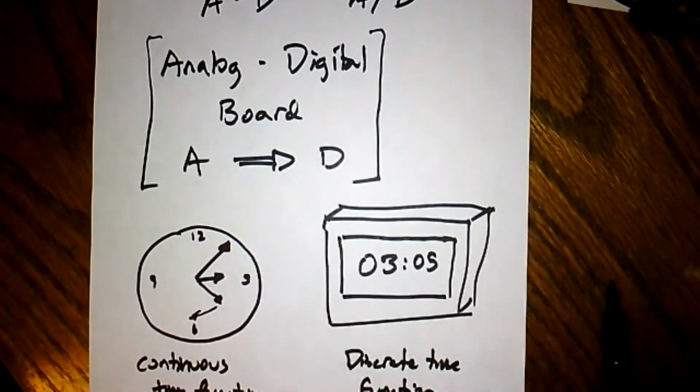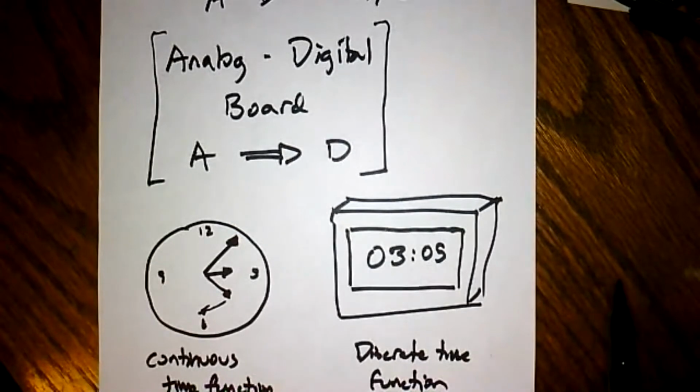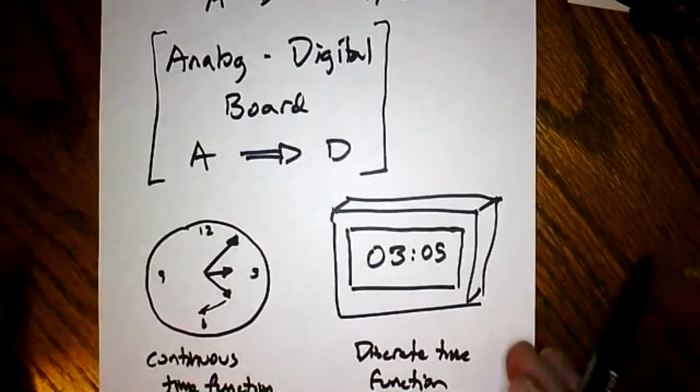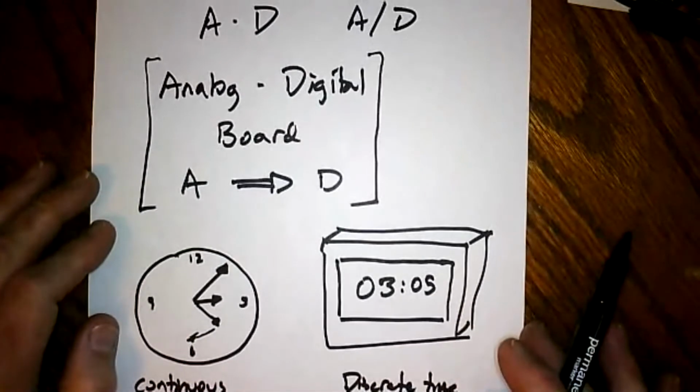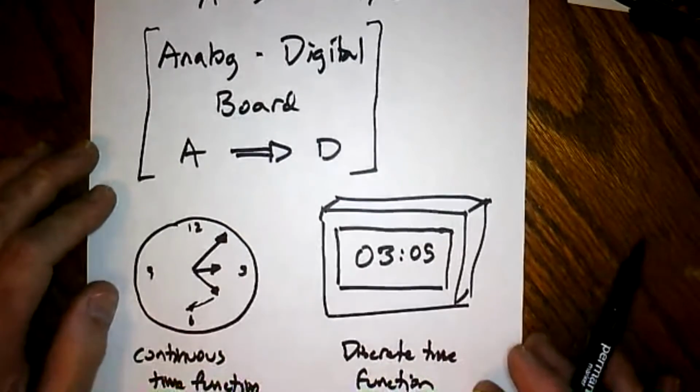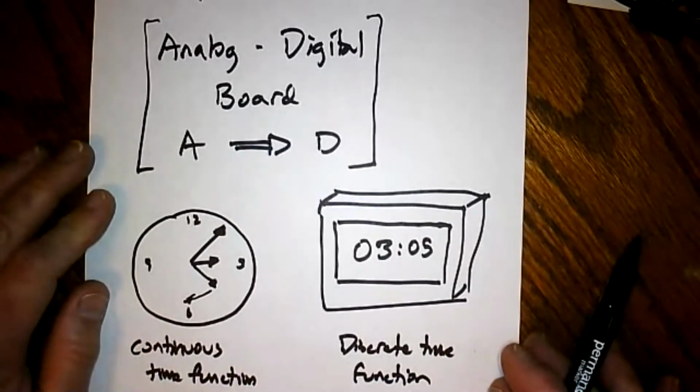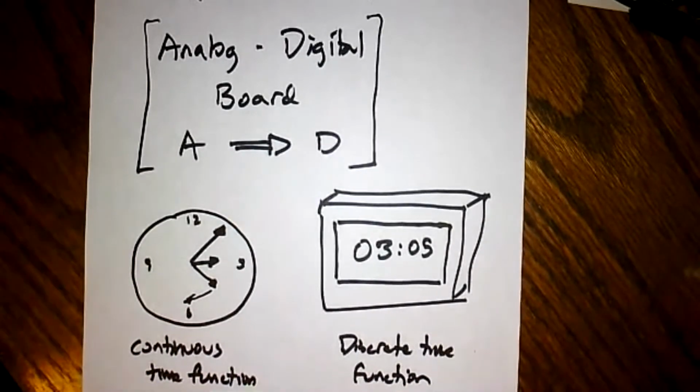Well, that's all it does, but it's actually pretty complicated. But the basis of it isn't too complicated. All right, but that's the concept of what an A to D board does. And you need an A to D board anytime you're recording any continuous time function.